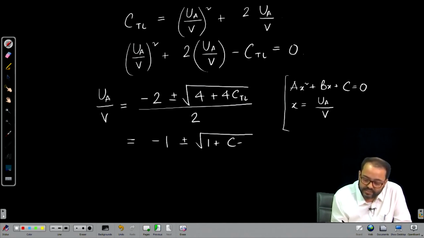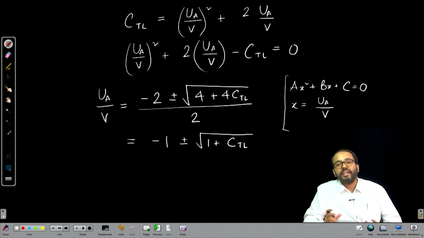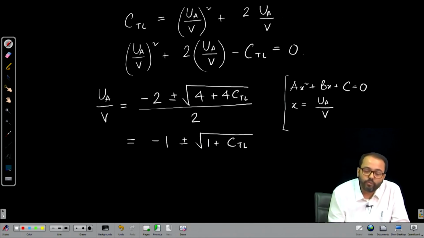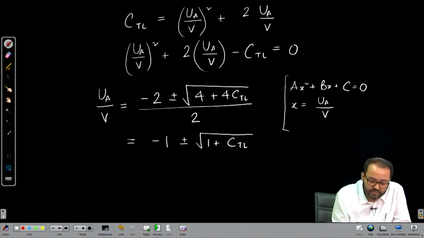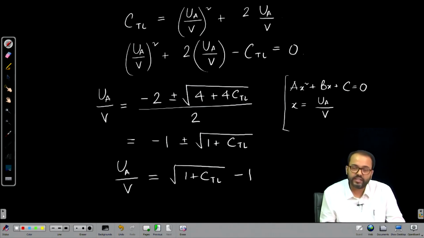1 plus CTL. Now, when we have a velocity V at which the momentum disc is advancing forward, the induced velocity Ua induced by that disc has to be in the same direction as V. So, Ua by V is definitely positive. So, we will take only the positive root here. Here Ua by V will be root over of 1 plus CTL minus 1.